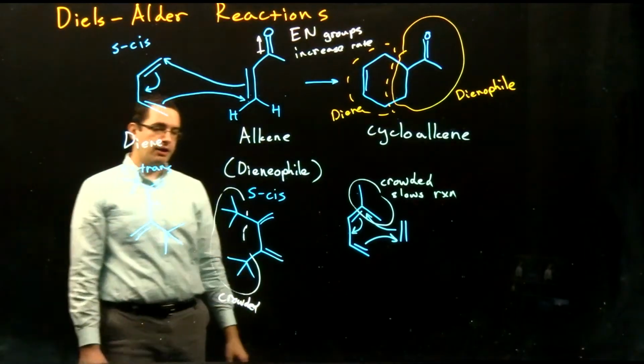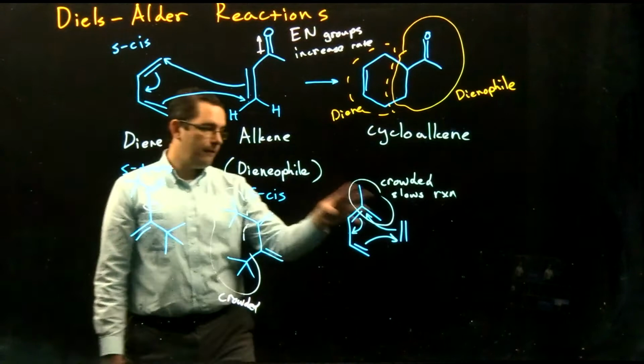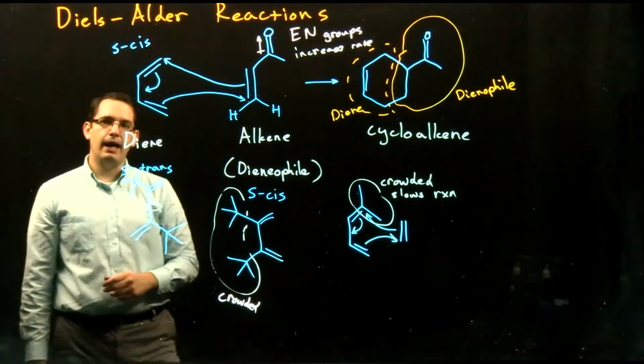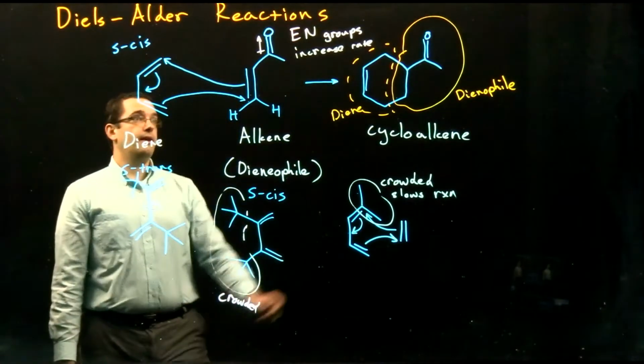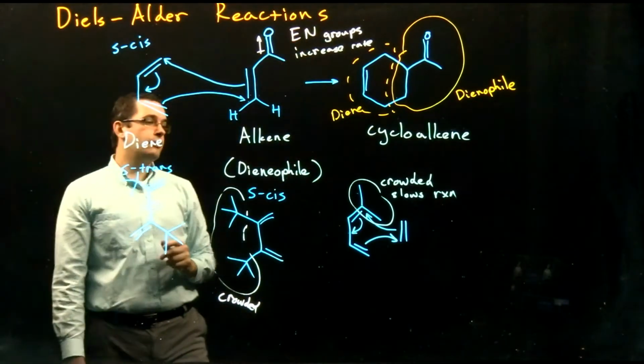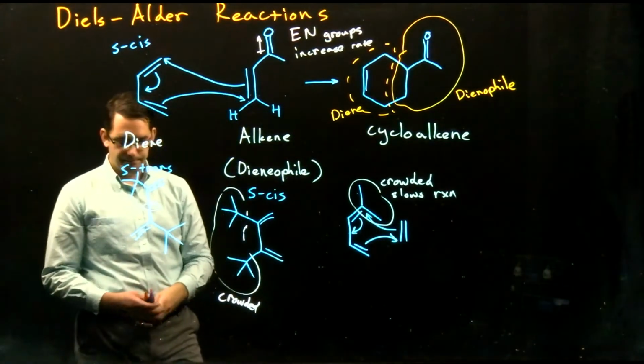So any kind of crowding, whether it's just making our S-cis conformation less stable, or whether it's sticking in here and getting in the way of our Diels-Alder reaction, will slow down our reaction. So adding electronegative groups increases our rate, adding crowding will slow down our rate.